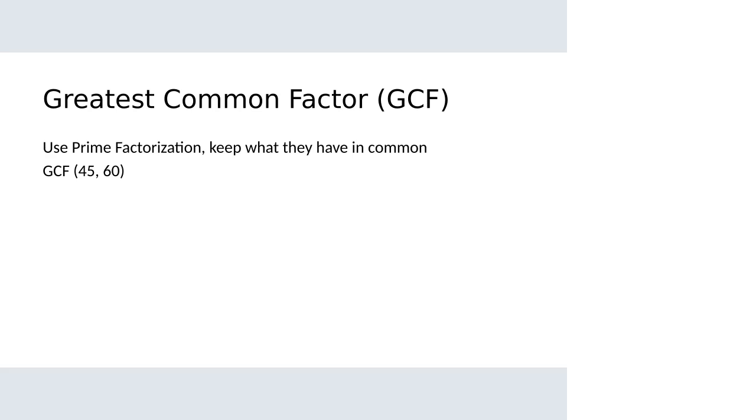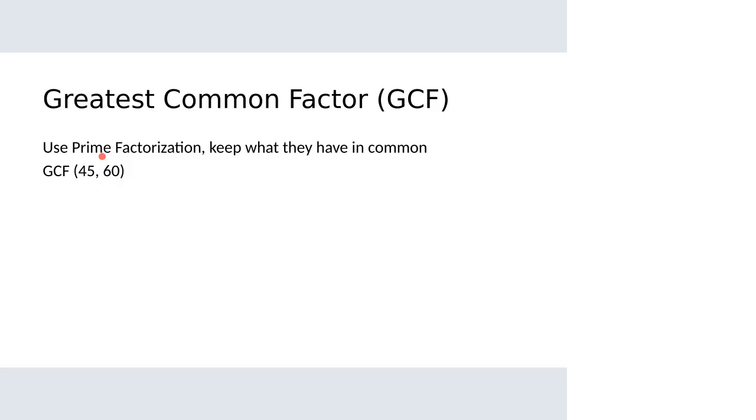Greatest common factor. The greatest common factor is the biggest number that will divide evenly into the two numbers we've been given. So using prime factorization, we are going to find the greatest common factor of 45 and 60. Okay. What I need to do then is find the prime factorization of 45 and find the prime factorization of 60.